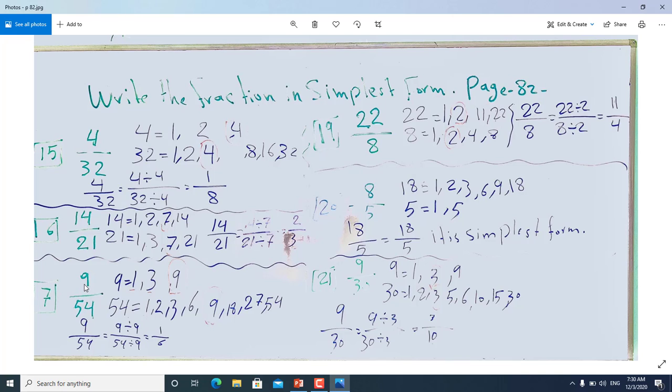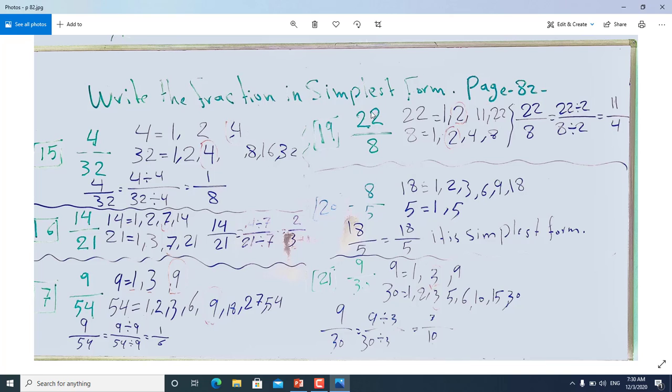From number 17, we have 9 over 54. All the factors for 9 are 1, 3, 9. And all the factors for 54 are 1 times 54, 2 times 27, 3 times 18, 6 times 9. So the greatest common factor between them is 9. This fraction we will divide by 9. 9 divided by 9 is 1, and 54 divided by 9 is 6. 1 over 6 is the simplest fraction for 9 over 54.